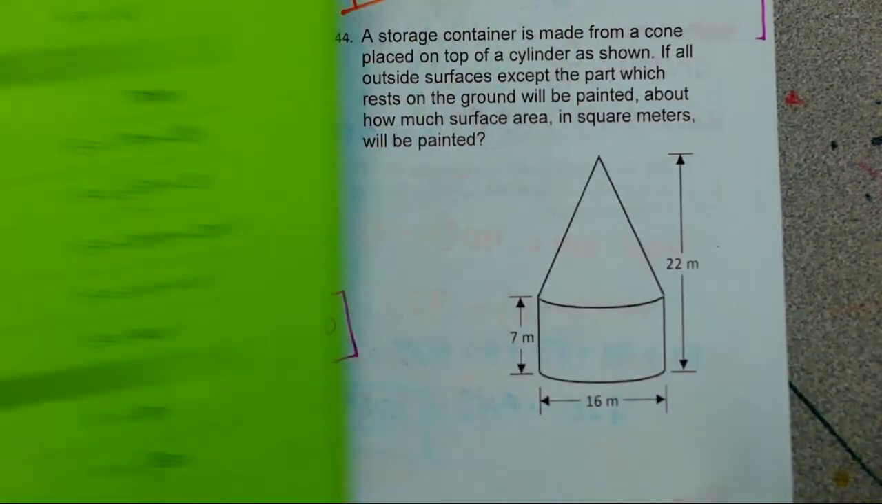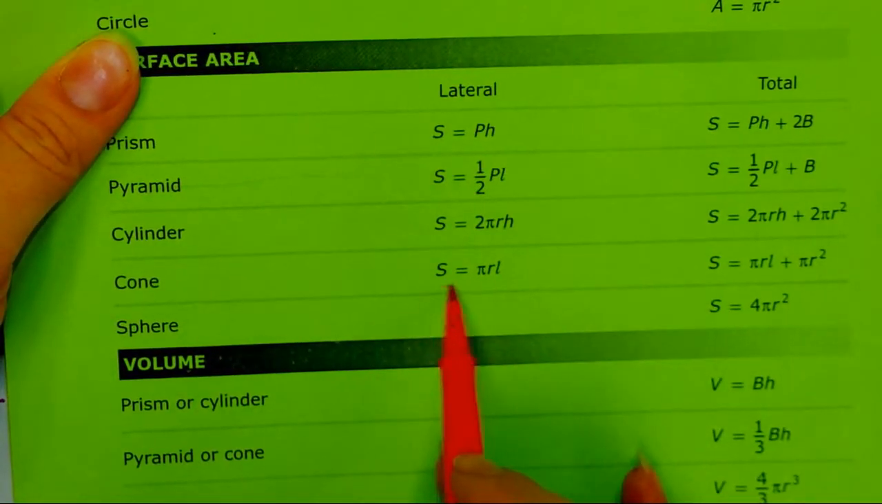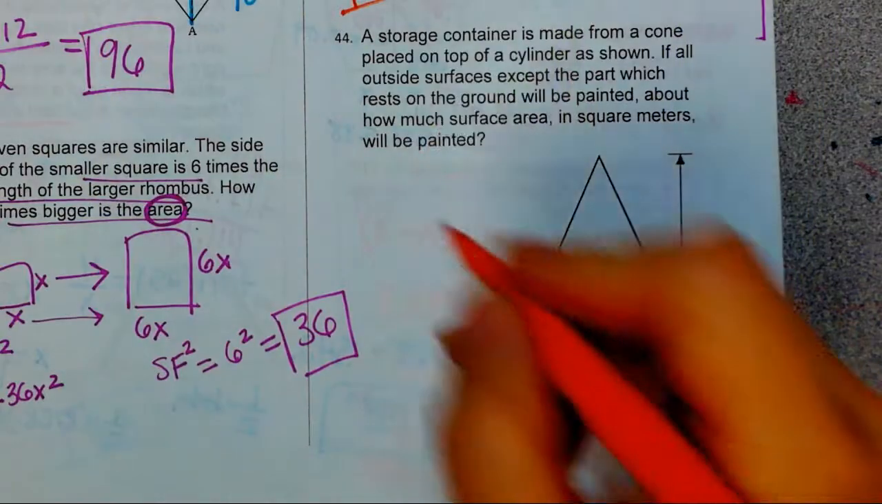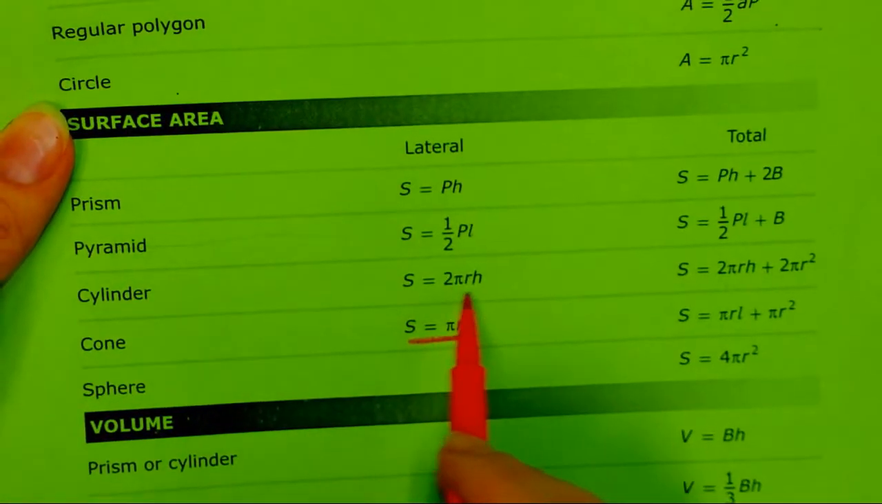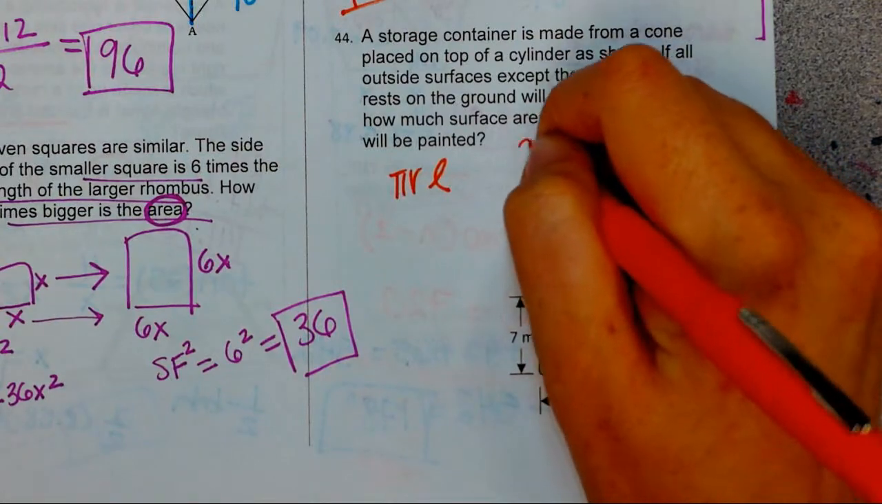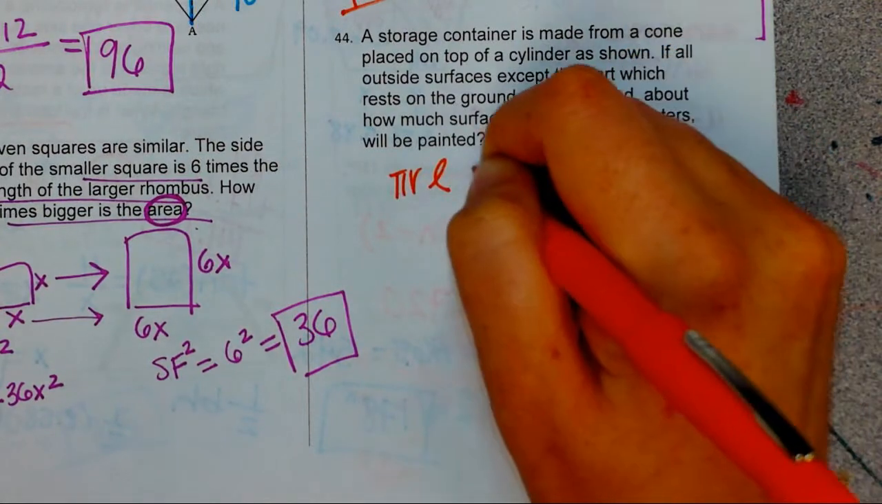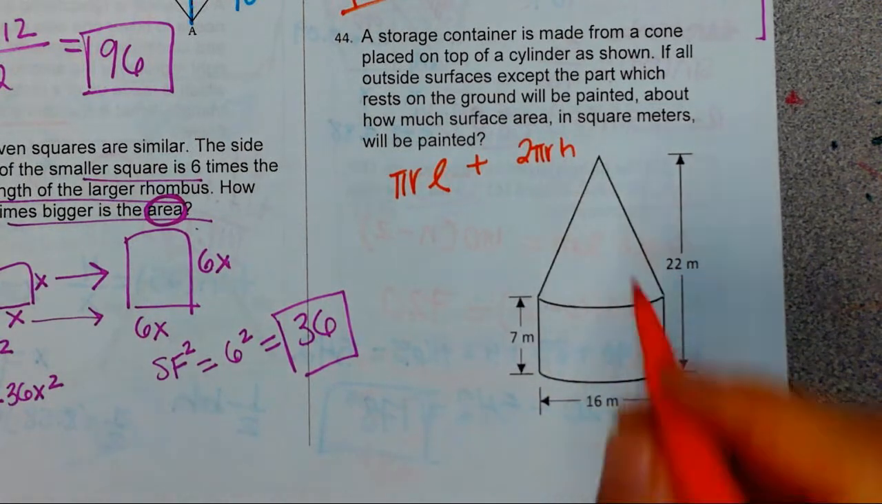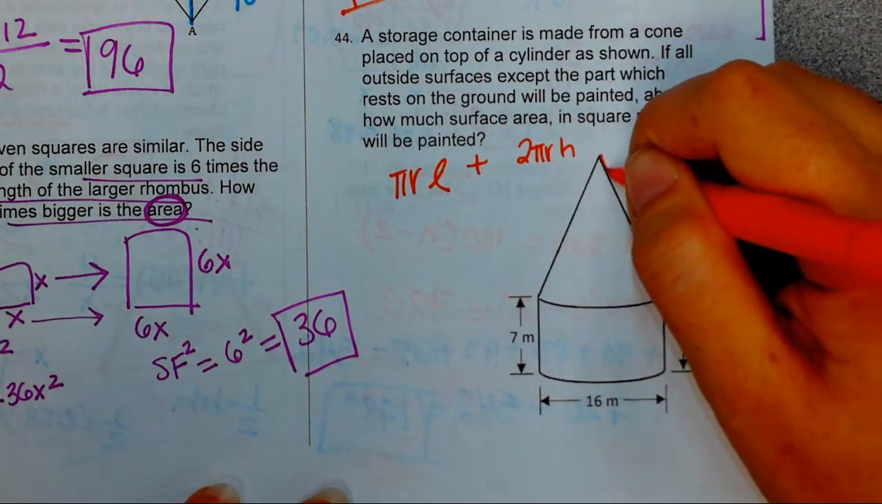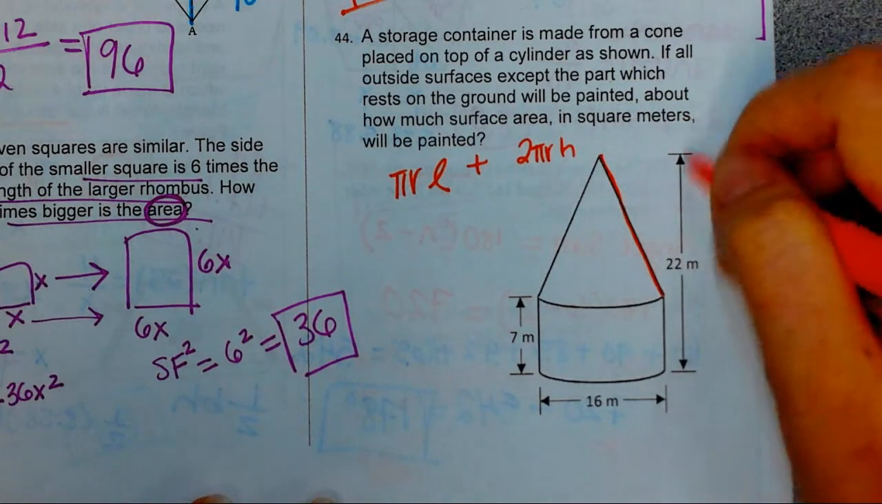So you're going to have to get 2 formulas. For the cone, lateral surface area is pi RL. For the cylinder, lateral surface area is 2 pi RH. And you're going to have to add those together in order to get the composite. So looks like we're going to have to solve for our slant height here.